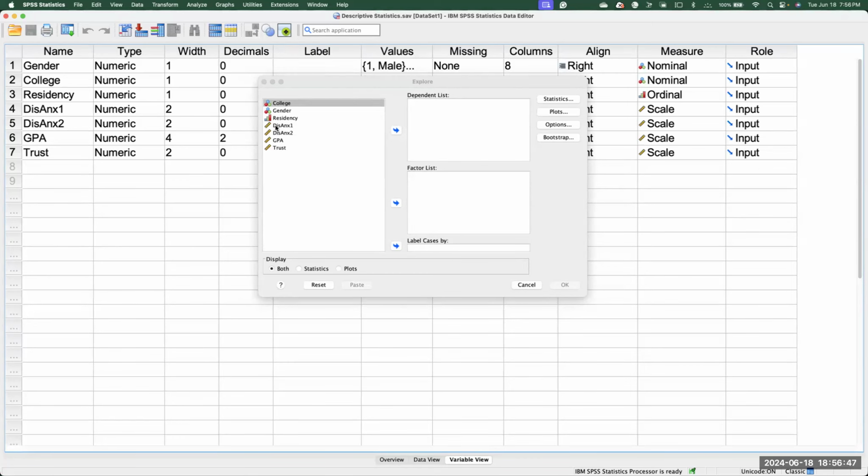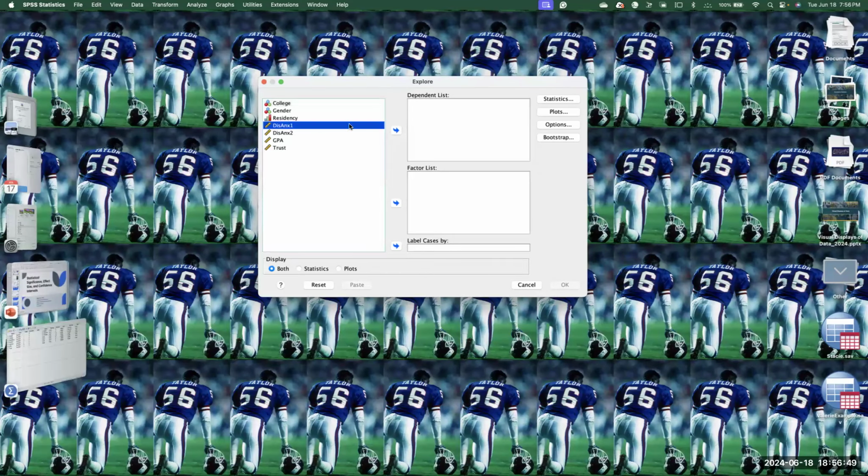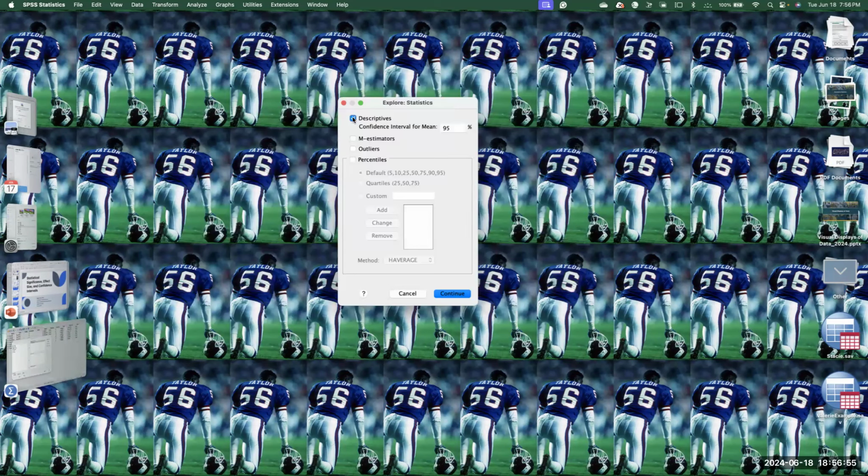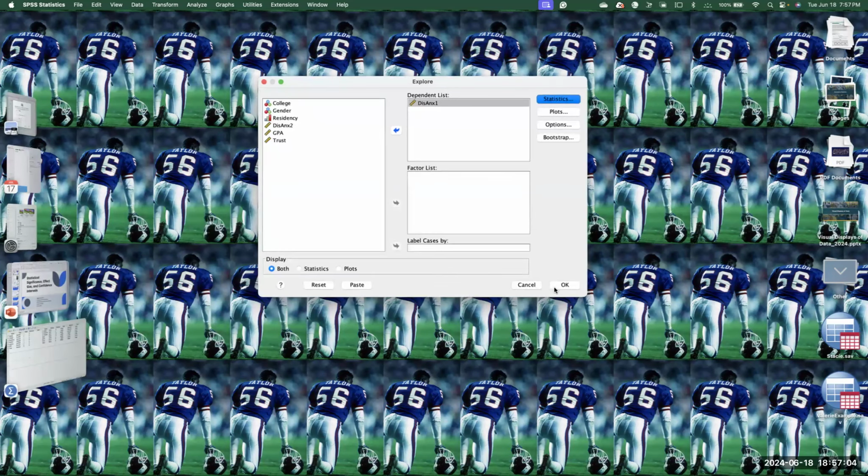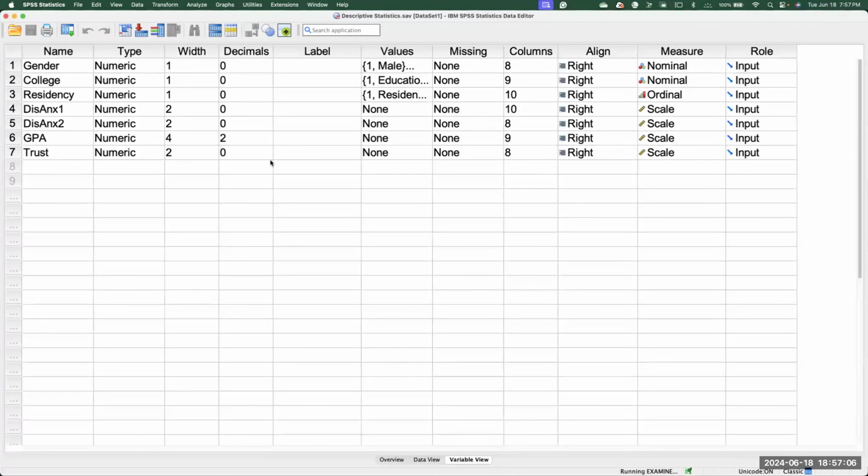So now I'm going to take a numerical variable, say, dissertation anxiety, and I'm going to put it over here. But notice now in statistics, you see how it gives me the confidence intervals for the mean. Always make sure that that is selected. And when you run your report, let's take a look at that.